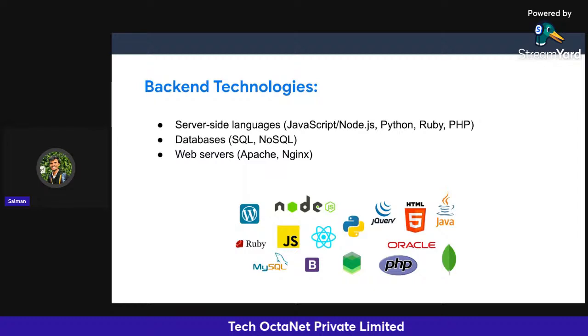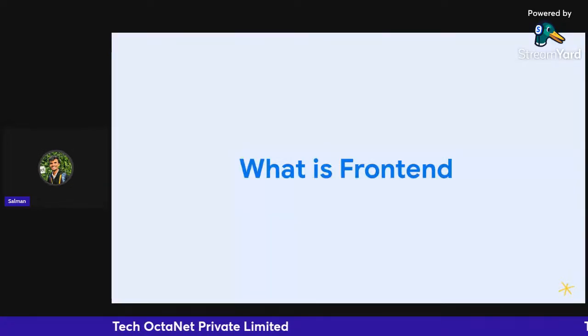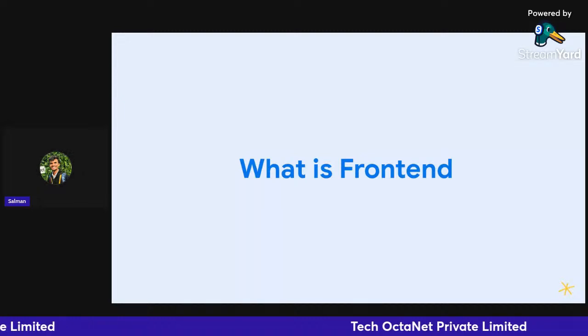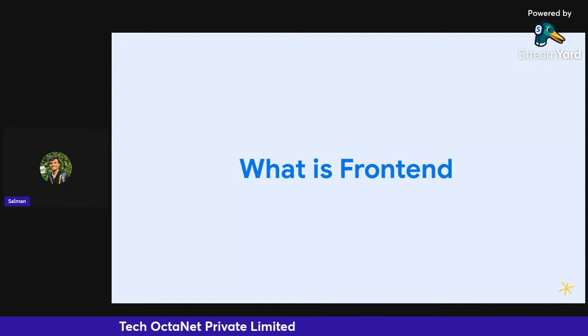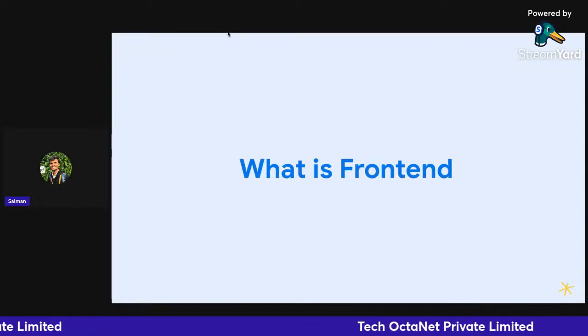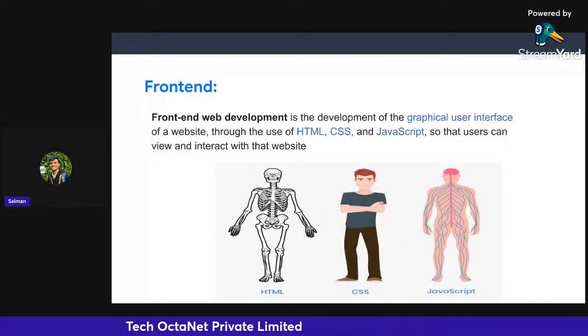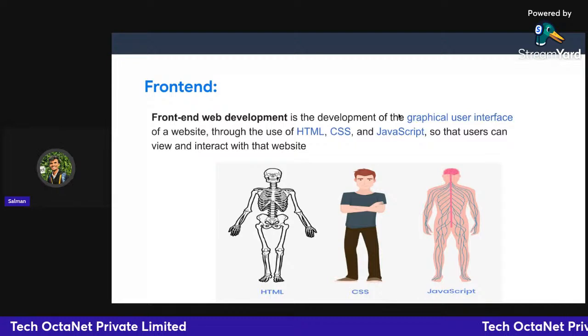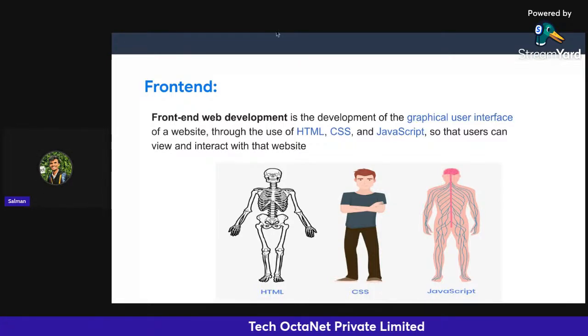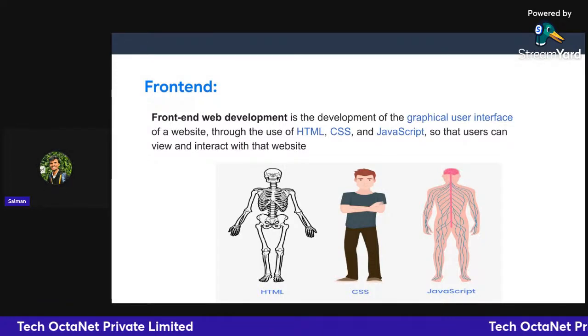So now it was an introduction about the full stack. Now we'll deep dive into the front end and back end, right? So what is front end? What do you think front end is? Okay, let me tell you what front end is. Front end is the development of the graphical user interface, meaning the design, the elements, the components which we can see visually. So that is front end.